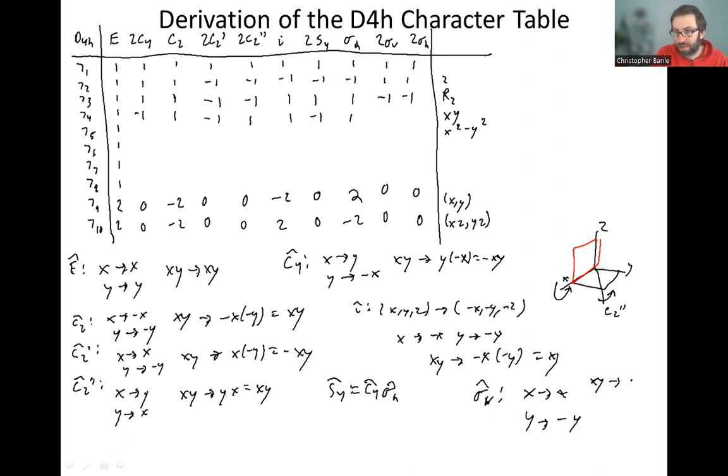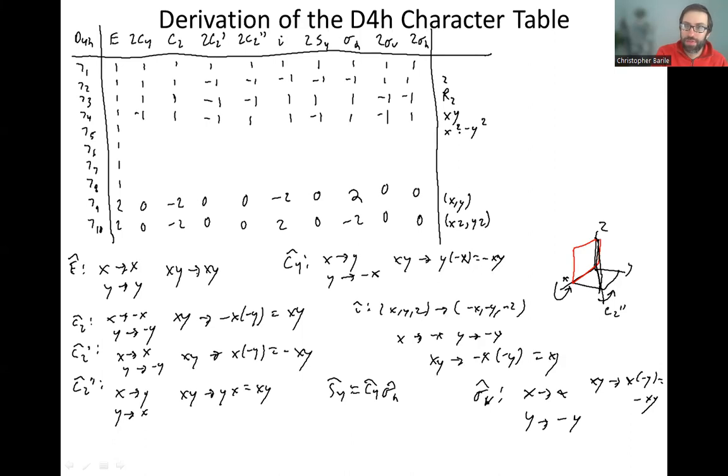So xy goes to x times negative y, which equals a negative xy. So it goes to the negative of itself, -1. And then sigma d, x and y, sigma d is on this off axis. And so x and y look at each other, they interconvert. And so it's the same situation as the C2 double prime, where they interconvert, and you're going to get this same math here, xy going to yx, which is equal to xy, which is equal to going to itself, which is equal to 1. So there's xy.